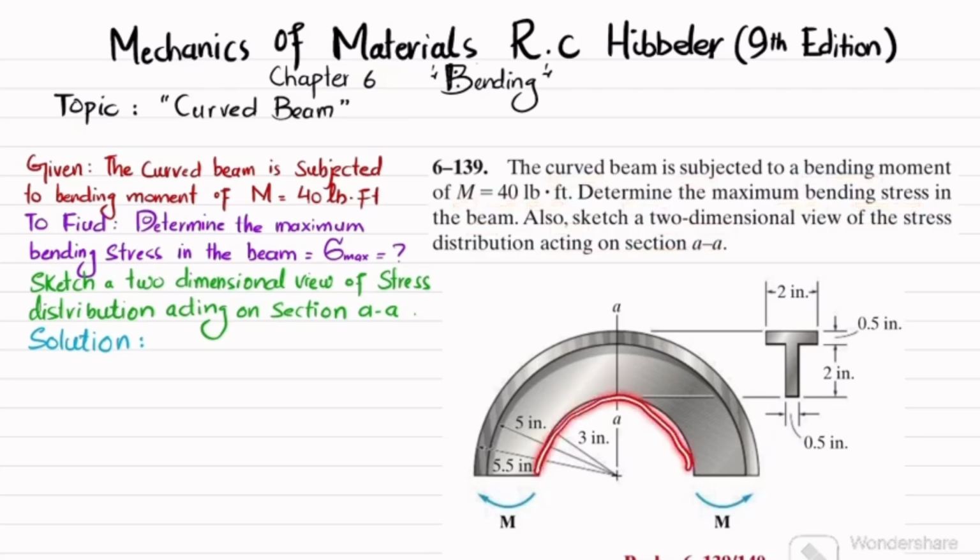So you can see this is the curved beam that is acted upon by this moment M, which is given as 40 pounds into feet. So due to this moment, you have to determine the maximum bending stress in the beam. So let's start with the solution.